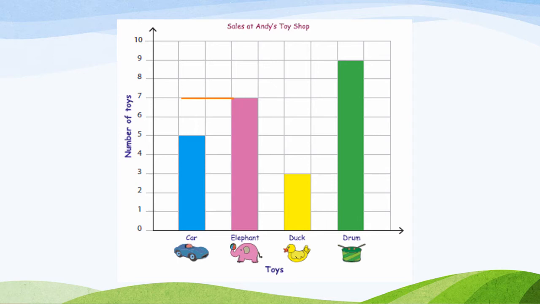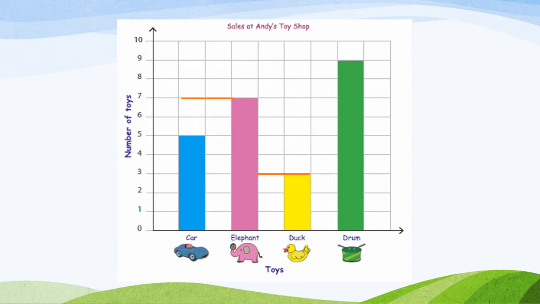How about how many ducks less than the elephants? These are the elephants, 7. So how many less? Let's go down till we reach the ducks. 1, 2, 3, 4. So there are 4 more elephants than ducks, or 4 less ducks than elephants.